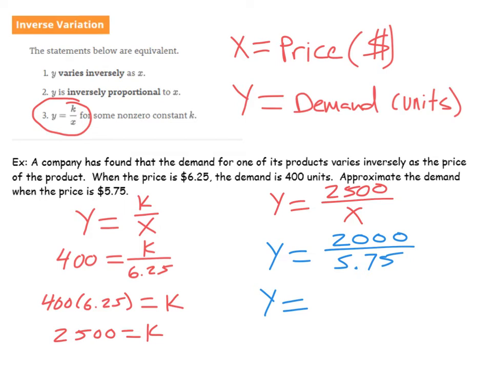And it does. 2,500 divided by 575. We have to do a little bit of rounding. Dollars. And this is a Y variable. Units aren't dollars. Units are units. And it does go up. They would sell a few more of them. 435 units is what they would expect to sell.